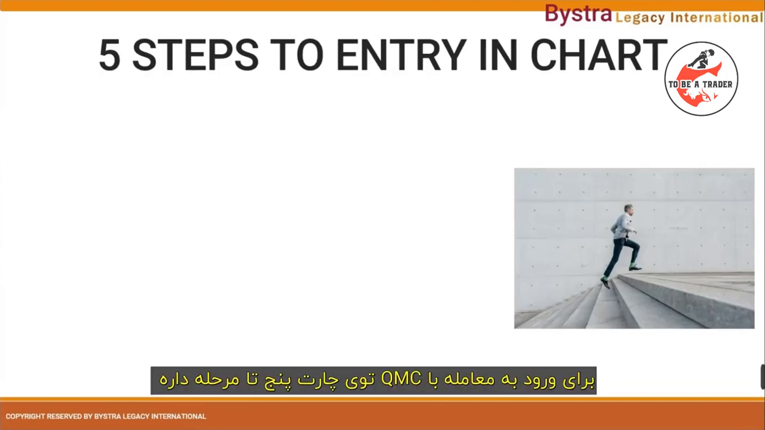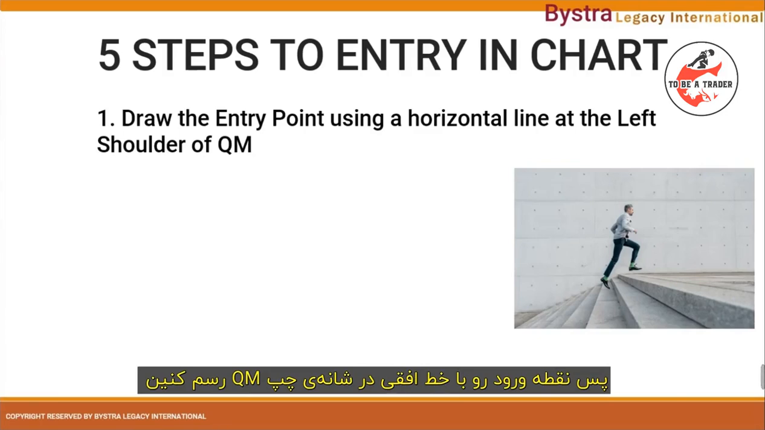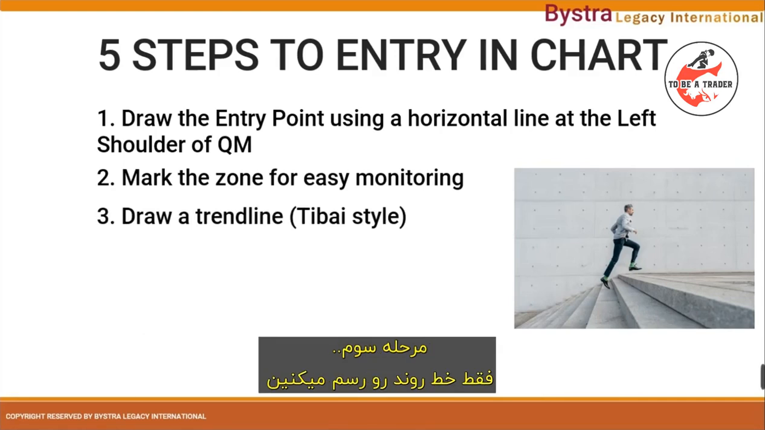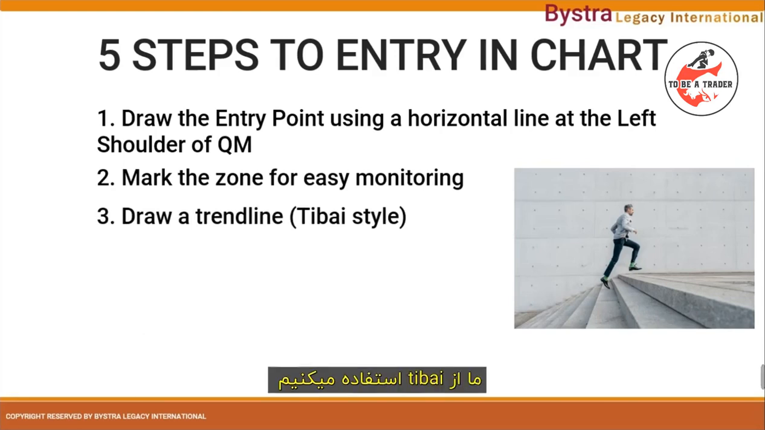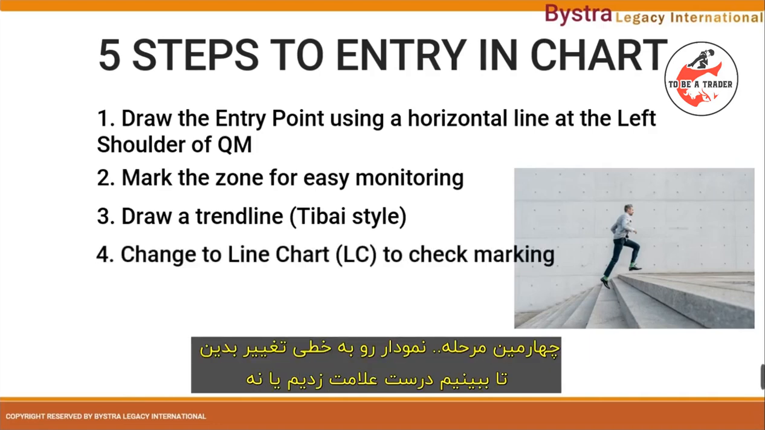Alright, there are 5 steps to entry in the chart for this QMC. It's very simple, isn't it? The first one, remember we always have to find the setup first. So draw the entry point using a horizontal line at the left shoulder of the QM. Second, mark the zone for easy monitoring. Thirdly, only then do you draw the trend line. We're using the T-bar style. It's only there to act as a confluence so that we know the price confluence is within that range. Fourth, change to line chart to check our marking is correct.